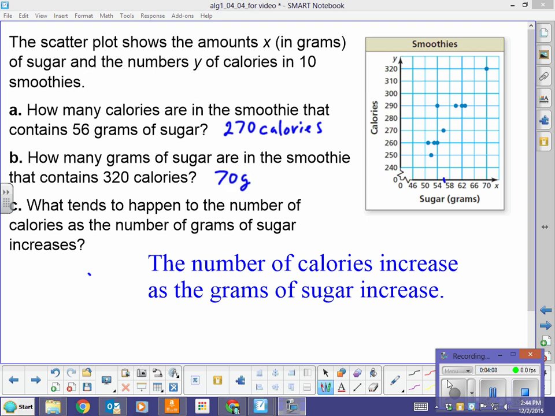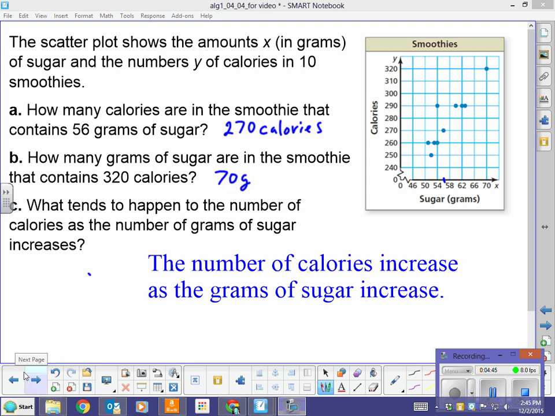So I want to just point out some language here. Look how I answered the question. The question is, what tends to happen to the number of calories as the number of grams increases? So then my answer says the number of calories increase. I'm referring right back to that in order to have clear communication here. The number of calories, what happens to them? They increase. As what? As the grams of sugar increase. Okay, so make sure you have clear explanations on these things.